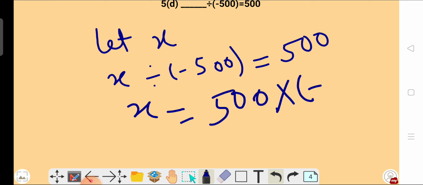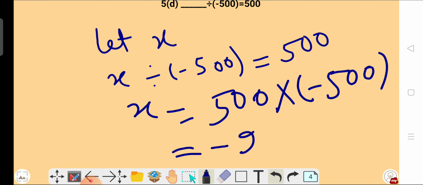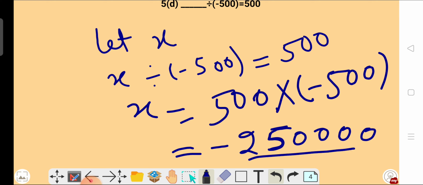500 multiplied by minus 500. So the answer is minus 2,50,000. What is the answer? 2,50,000. So this is the answer of your D part.